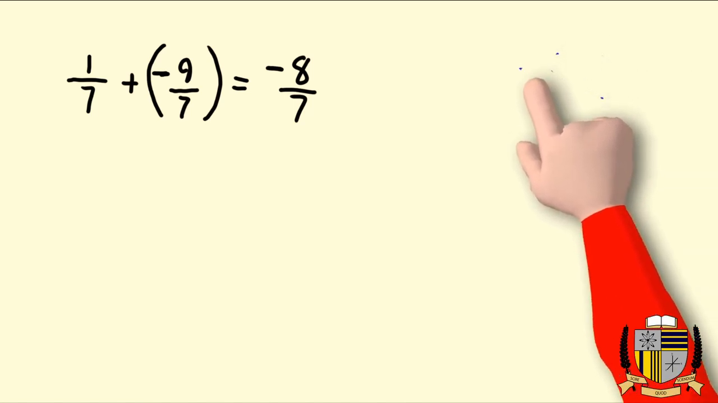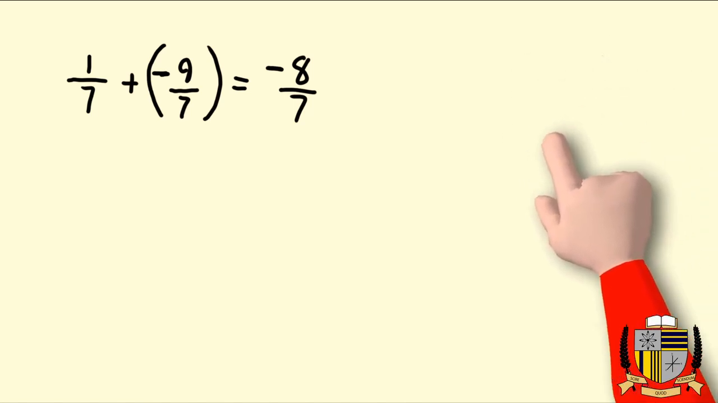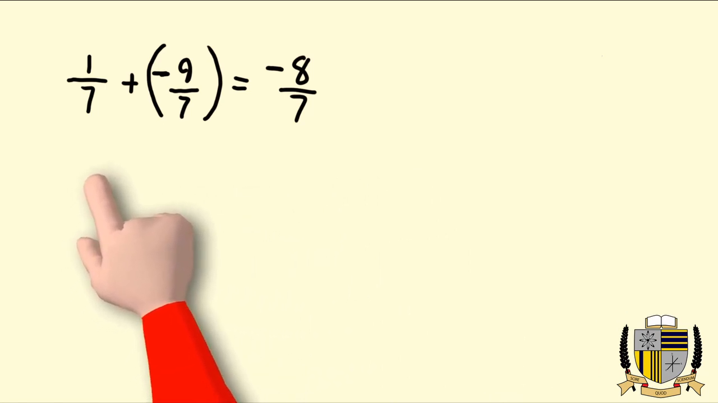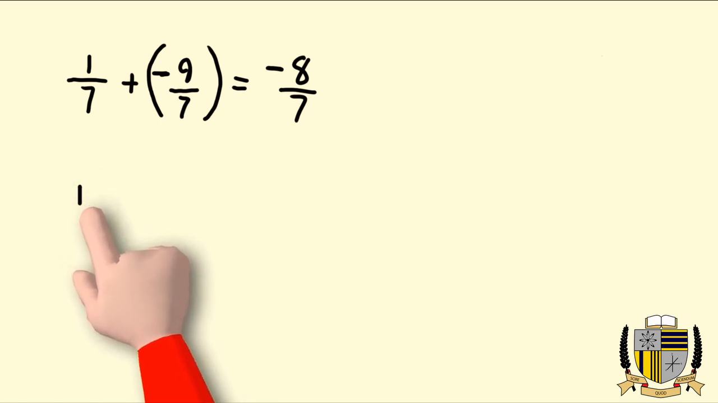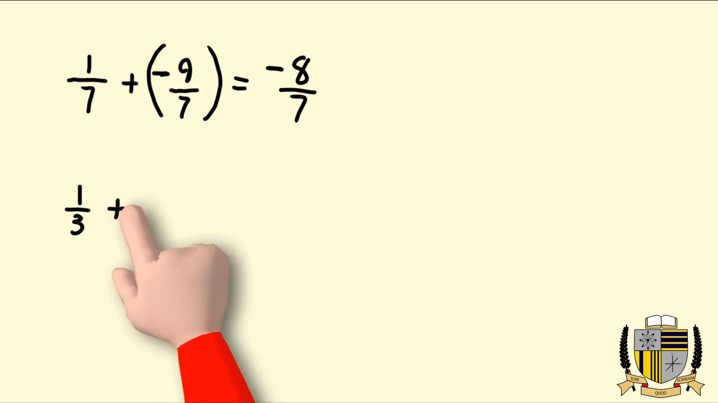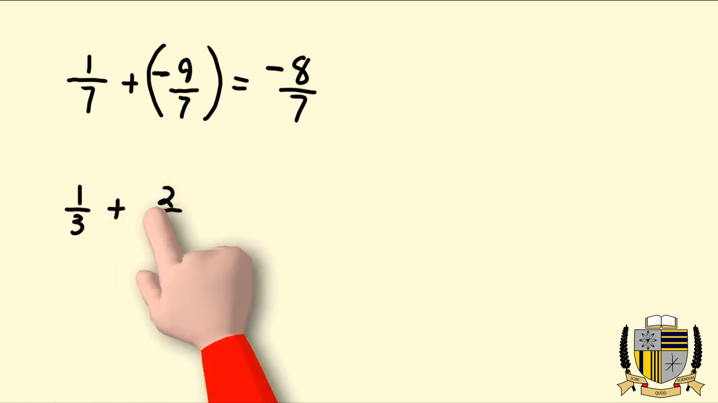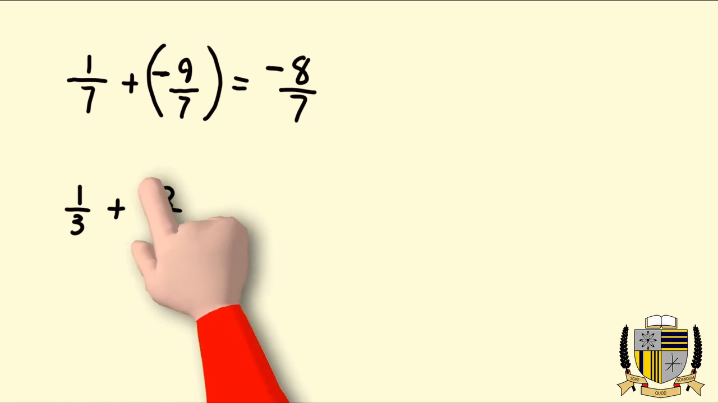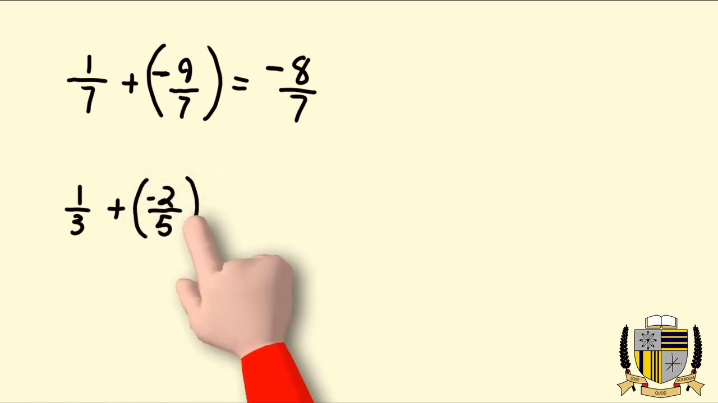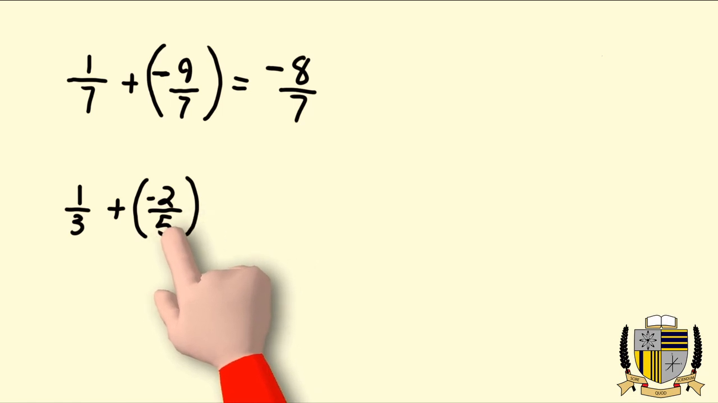On to another example, a not so pretty example. We're going to have 1/3 plus 2/5, and that's negative. So can we do any addition? No, we can't, because we have uncommon denominators.